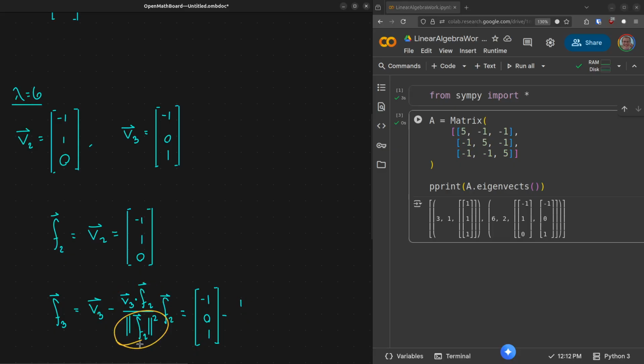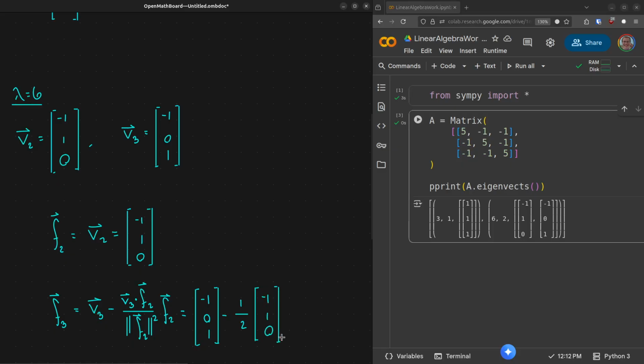And in the denominator, I need the norm of f2 squared. So if I take the norm of this vector, that's 1 squared plus 1 squared plus 0, which is 2. So the square root of 2, squared, is just 2. So I'm just going to get a half, times vector f2, which is negative 1, 1, 0.